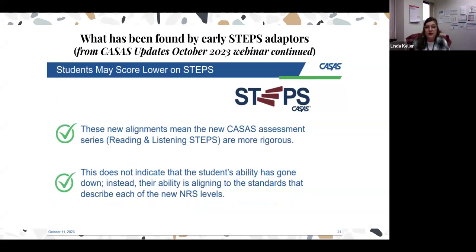What we do know about STEPS tests is that the test is more rigorous than life and work because of all of the changes that were made, but it does not mean that the student's ability went down, but instead their ability is aligning to the standards that describe each of the new NRS levels. And all of this information was in a CASAS updates webinar from this last October. And you can listen to the webinar. They have all of their past webinars posted online on www.casas.org. And the next slide, please.